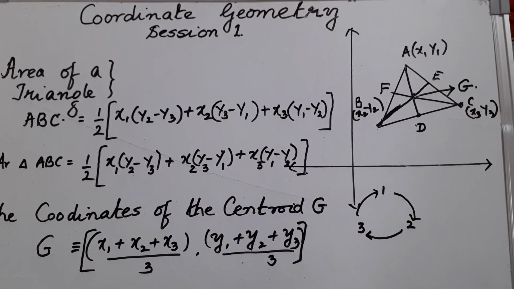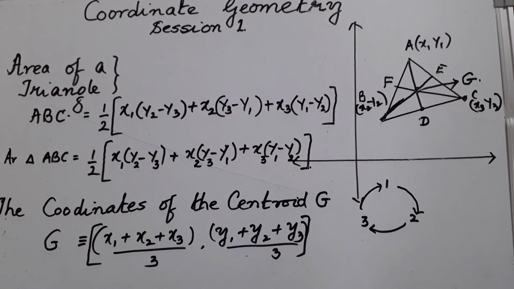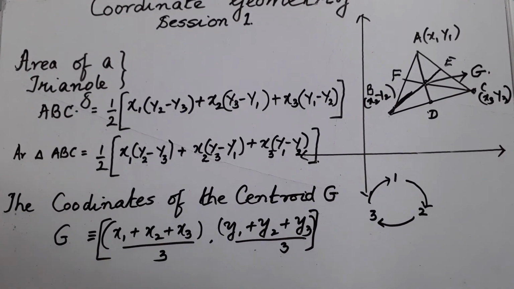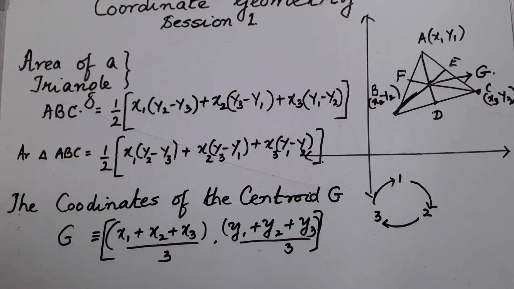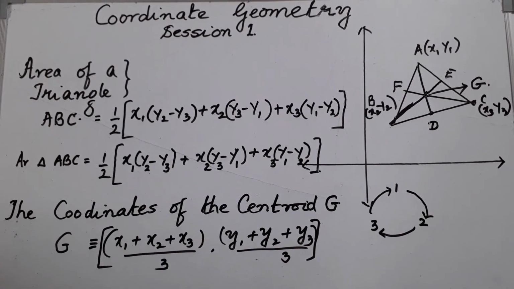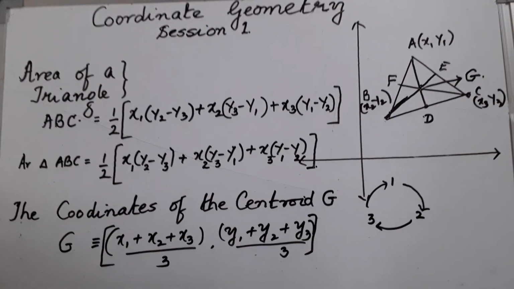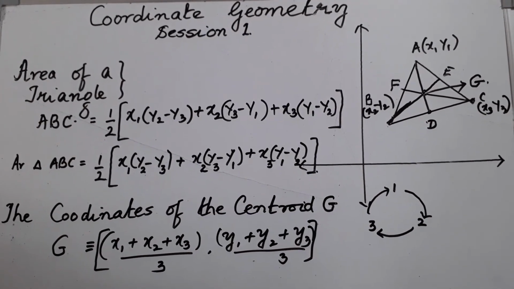And if this point P becomes the midpoint of AB, then the section formula will reduce to become a midpoint formula. And the midpoint formula will be x1 plus x2 by 2, y1 plus y2 by 2.